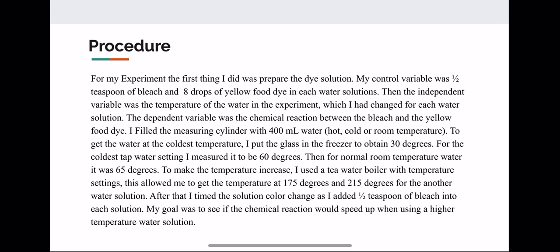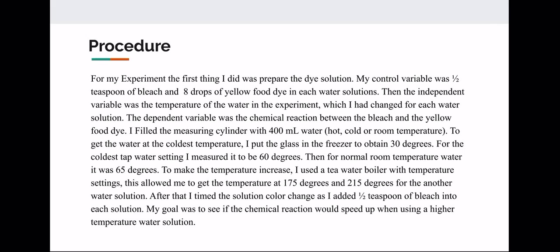So for my experiment, my control variable was half a teaspoon of bleach and 8 drops of food coloring. This control variable was present in each of the solutions. Then the independent variable was the temperature of the water, which I changed in each of the 5 solutions of water. And then my dependent variable was the chemical reaction that would take place between the bleach and the yellow food dye.